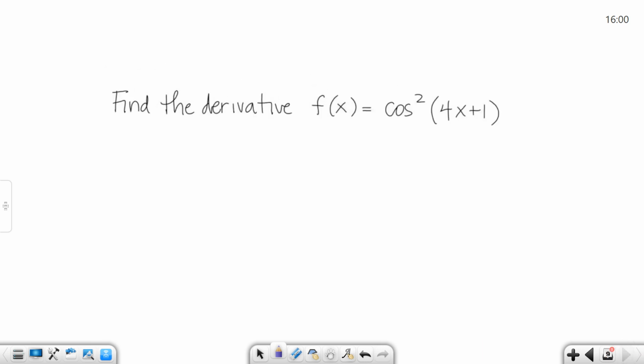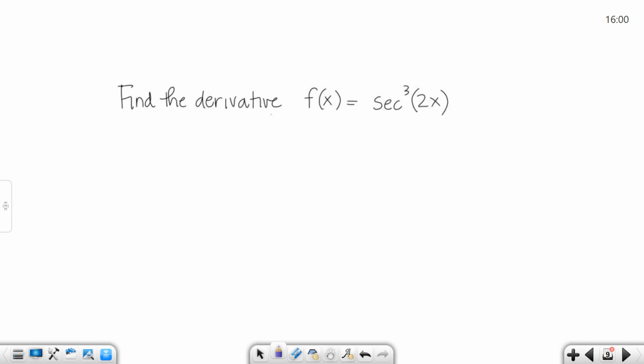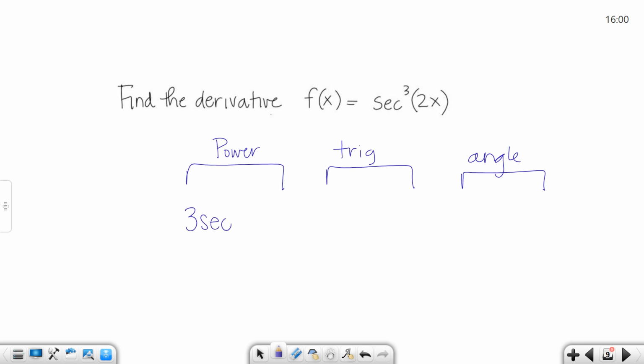Let's try another one. Power, trig, angle. Your power here is 3. That's the only thing that I want to alter. 3 secant squared 2x. Okay, I took care of the 3.